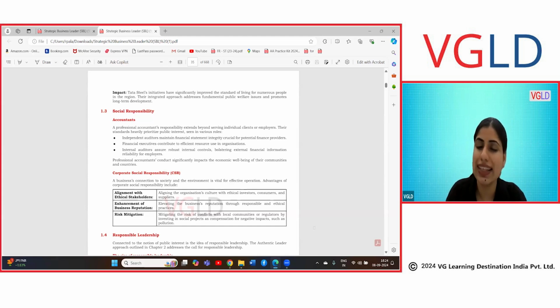So yes, it is now important for companies to align the organization with ethical stakeholders. We have to make sure of the enhancement of the business relationship. We should keep in mind that business relationships are strong considering the ethical requirements. And again, we should incorporate risk mitigation. Risk mitigation means the risk prevailing in our business with respect to society-related areas.